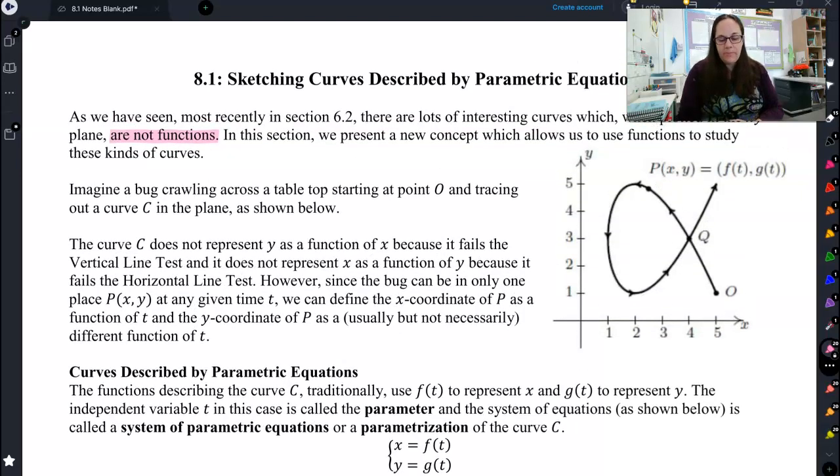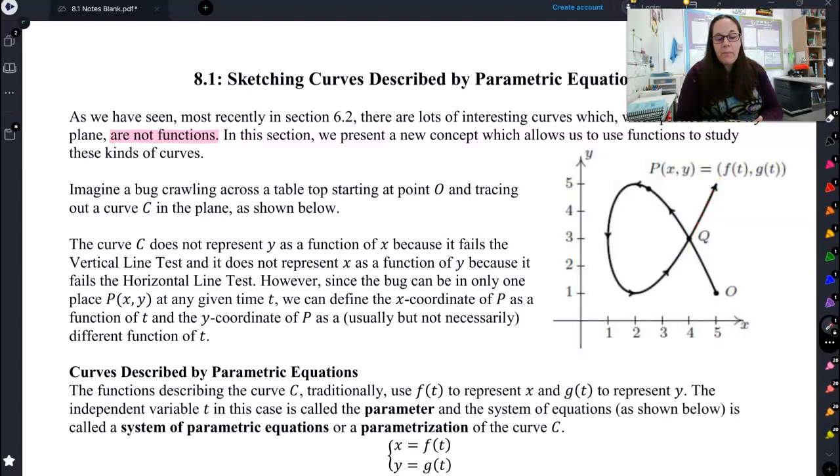Here's the idea behind it. Let's imagine that we have a bug that is crawling across a table top. The bug starts right here at point 0, and then this is the path that our bug is crawling. Now, the path that the bug crawls is not a function, it does not pass the vertical line test.